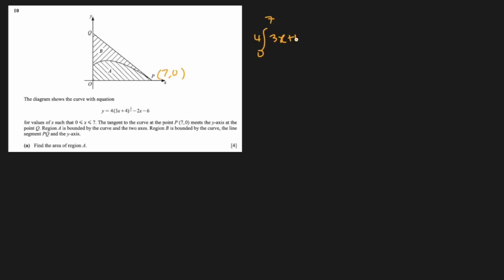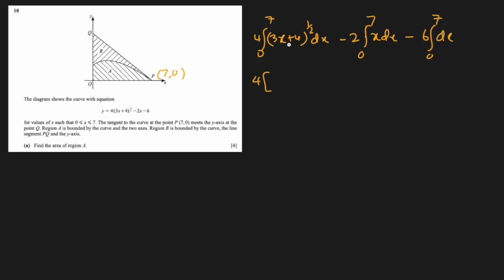3x plus 4 to the power half, that is the first term. The second term will be minus 2 outside, x dx, then minus 6 dx. This is what we have to integrate from 0 to 7. Let's look at this one first. Let's give the 4 outside.